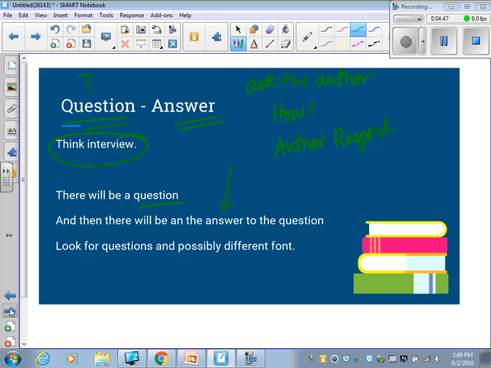Look for question statements, and possibly a different font. They may put the question in italics. They might make it bold to set it apart from the answer. So that's question and answer.